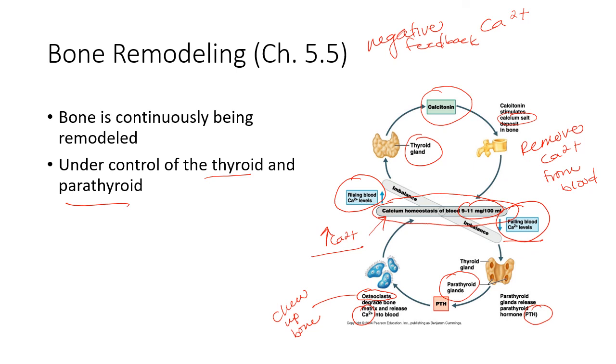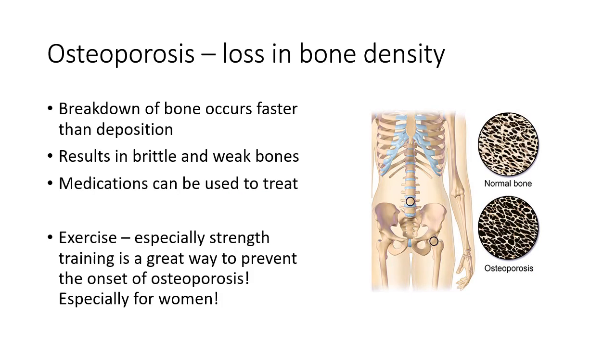And this balance needs to be very tightly regulated. If it's not, we can have things like osteoporosis occur. Osteoporosis is a disease or disorder where we see a loss in bone density in people. And what's actually happening in osteoporosis is that the breakdown of bone is occurring faster than the deposition. So those osteoclasts are really chewing up bone, but we're not putting much bone back.